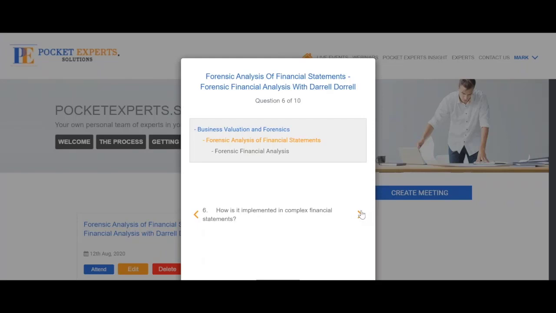Okay. How is it implemented in complex financial statements? Well, there's a very simple methodology, and there are 5 elements to it.